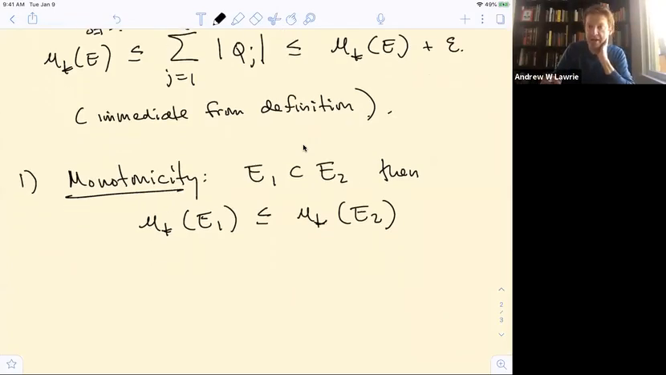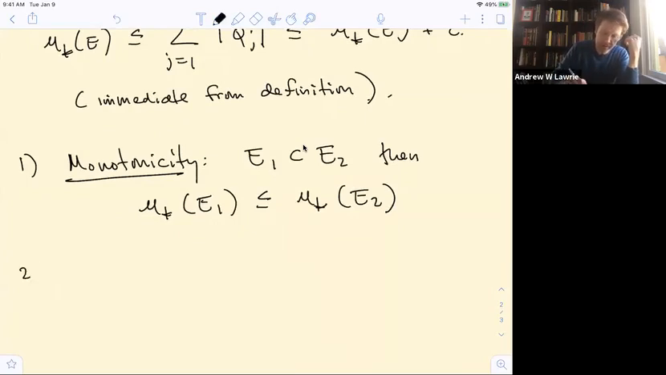Because any covering of E2 is also a covering of E1. So whatever the inf is over all such coverings that gives us mu star of E2, for E1 we can take a strictly larger collection of coverings, and so this inf is necessarily smaller or equal.